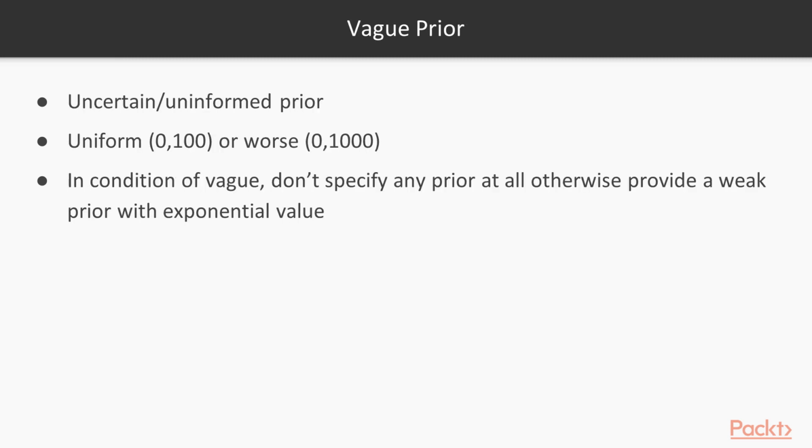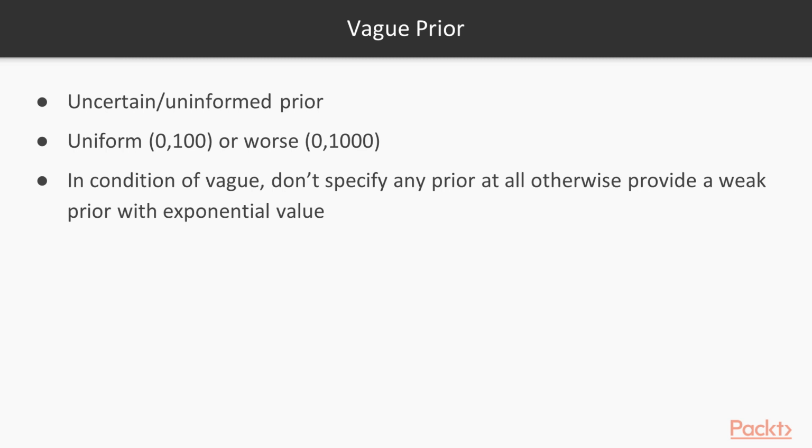Vague prior. It is also called an uncertain or uninformed prior. Uniform, basically, this is the range of a vague prior. Uniform 0 to 100 or even 0 to 1000. So this can be the range. You have no idea what the exact data is, so you can simply provide the range of the prior. In the third point, you can see that in the condition of vague, don't specify any prior at all because you are uncertain about it. So there is no value in specifying any prior or probability for that event.